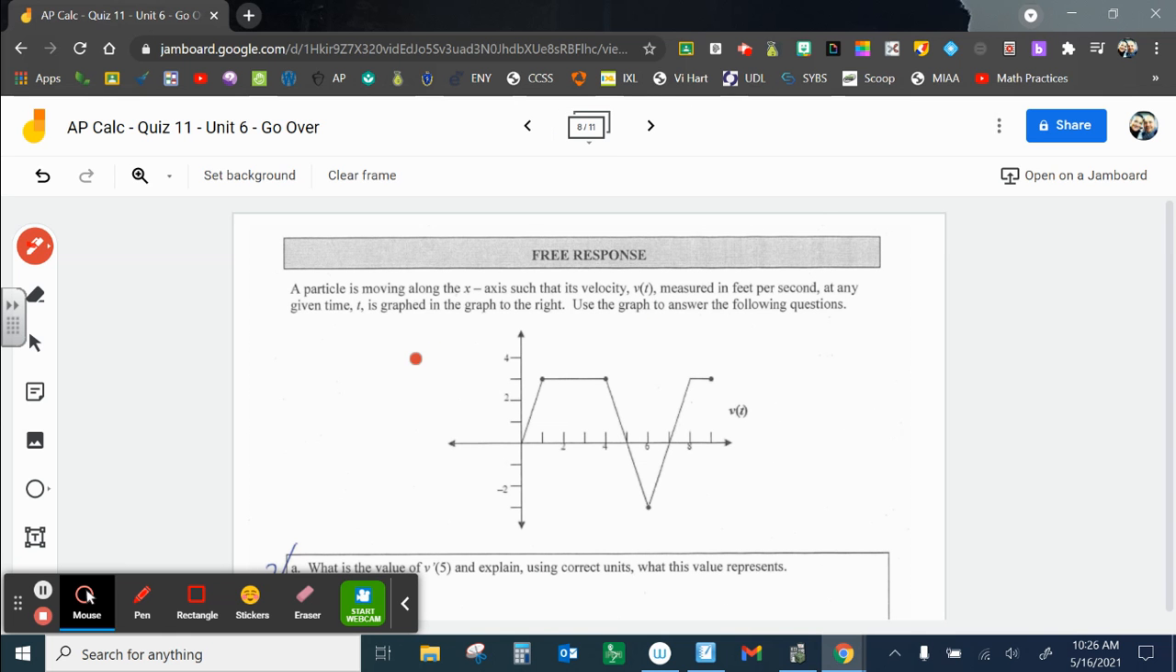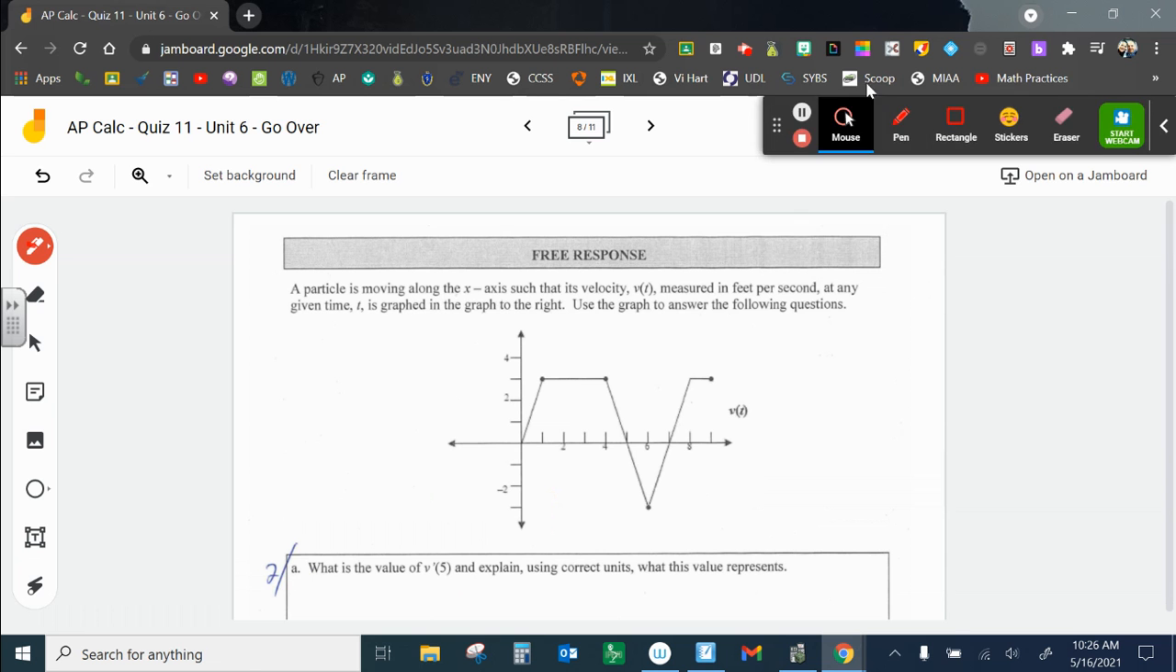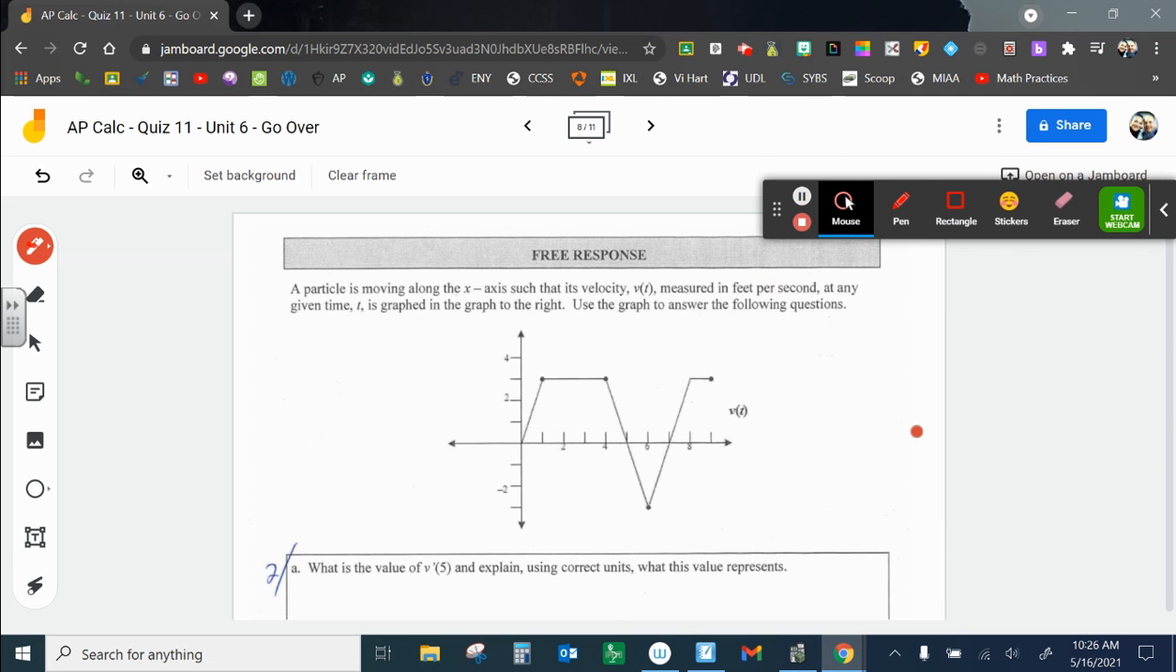So what do we got here? A particle is moving along the x-axis such that the velocity v of t, measured in feet per second at any given time, is graphed at the right. And they were nice, and they labeled it. Use the graph to answer the following questions. What is the value of v prime of 5? And explain using correct units what this value represents.